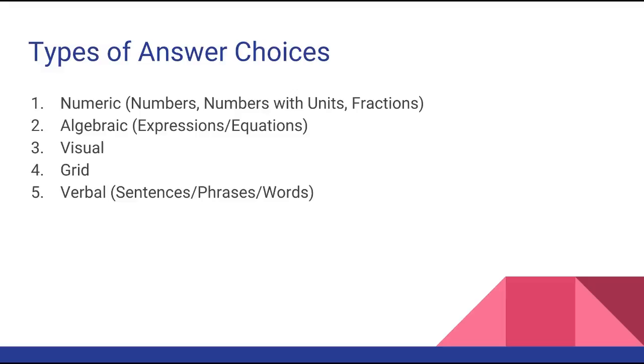Number 4 is a griddable item. And number 5 is verbal. It would have either sentences, phrases, or words. But ones that say 27 cats and dogs or 32 animals, we wouldn't consider verbal. It would be mostly numeric. So whenever you have a number with a unit, it would fall under numeric.